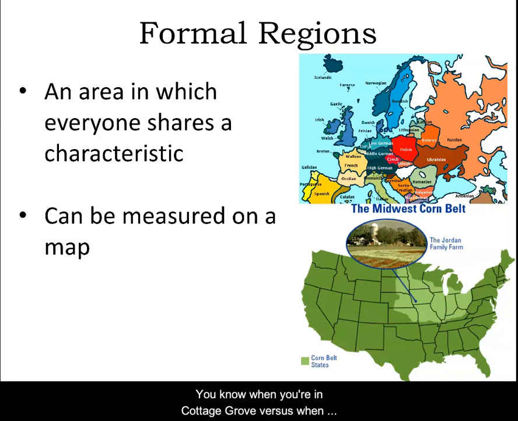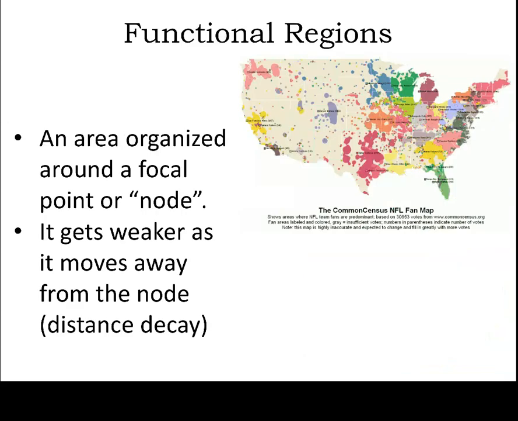You know when you're in Cottage Grove versus when you're in Woodbury, because there are signs that tell you, and you know there are, again, clear boundaries. So that's a formal region. Functional regions are ones that are organized around a center point, which we call a node. And as you get further away from that center point, your region gets weaker, something called distance decay.